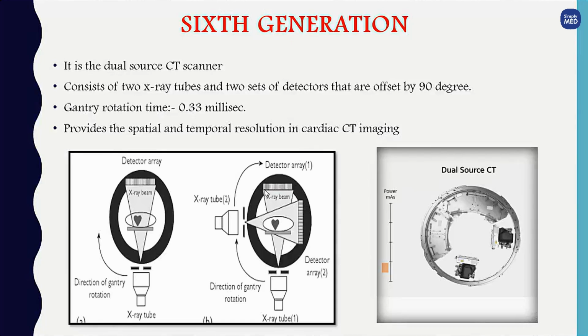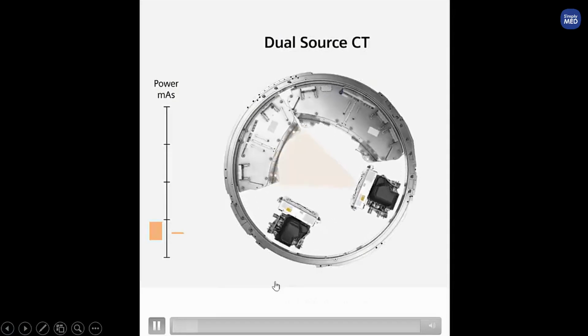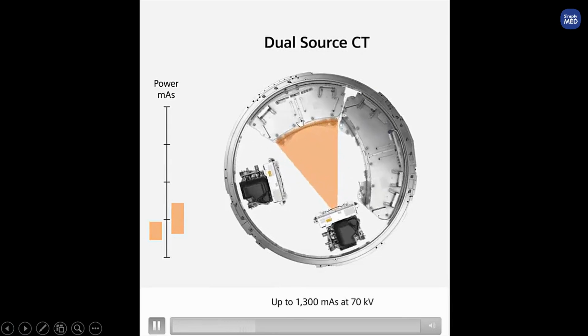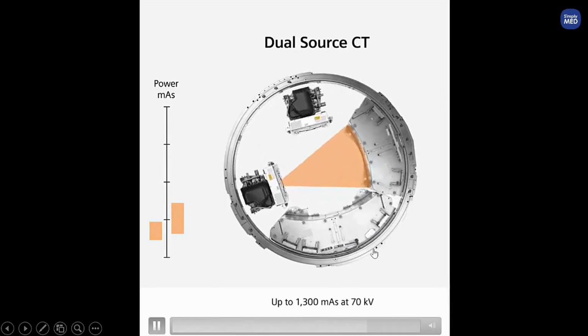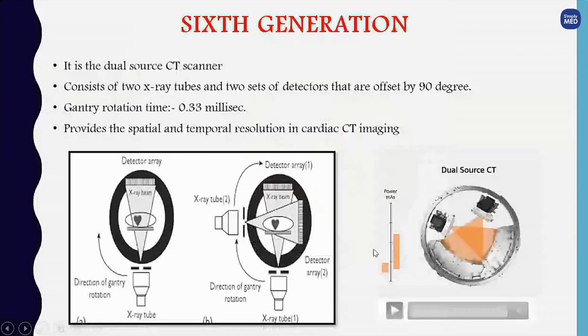So going to sixth generation, which is the dual source CT scanner. Here the dual source CT scanner consists of two X-ray tubes and two sets of detectors at 90 degrees. Each delivers up to 1300 mAs at 70 kV. The output of both tubes can even be combined. So this will improve the spatial and temporal resolution in cardiac CT.